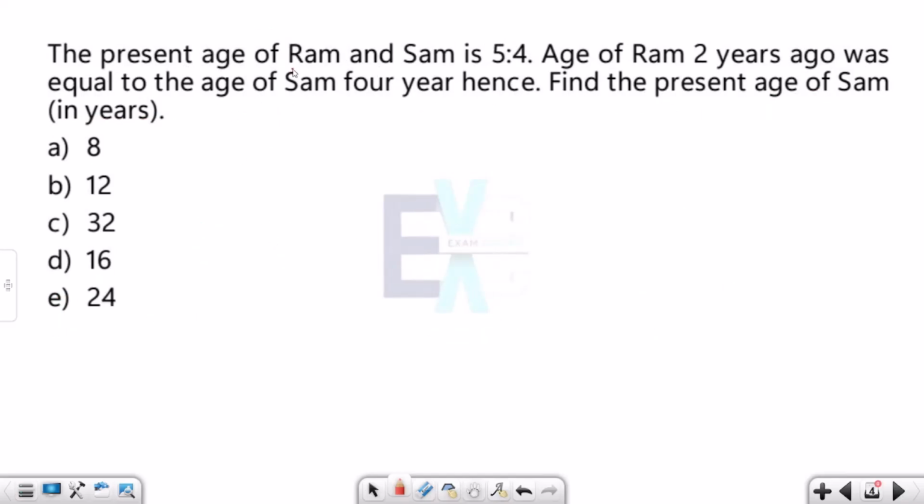The percentage of Ram and Shyam is 5 is to 4. Age of Ram 2 years ago was equal to age of Sam 4 years hence. Okay, so let me take Ram's age as 5x and Sam's age as 4x. So Ram's age 2 years ago was equal to Sam's age 4 years hence.